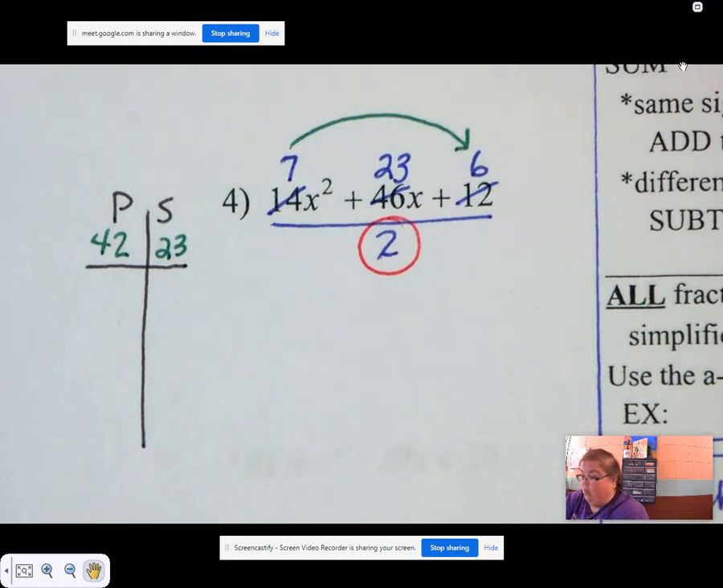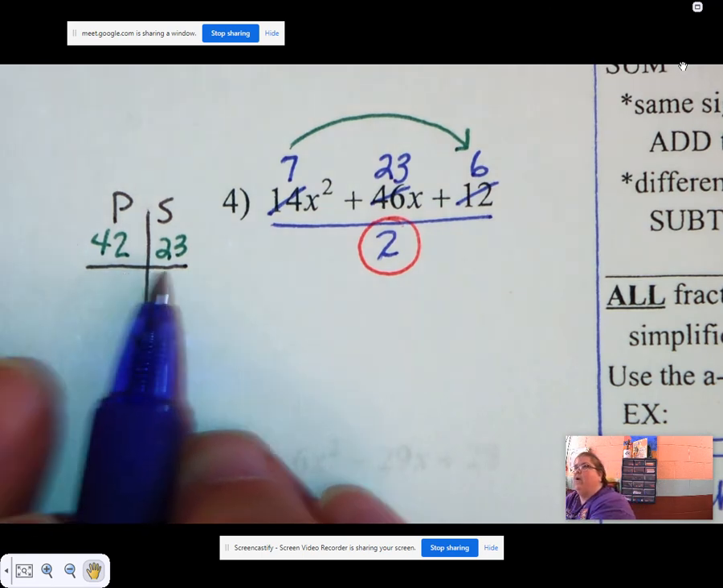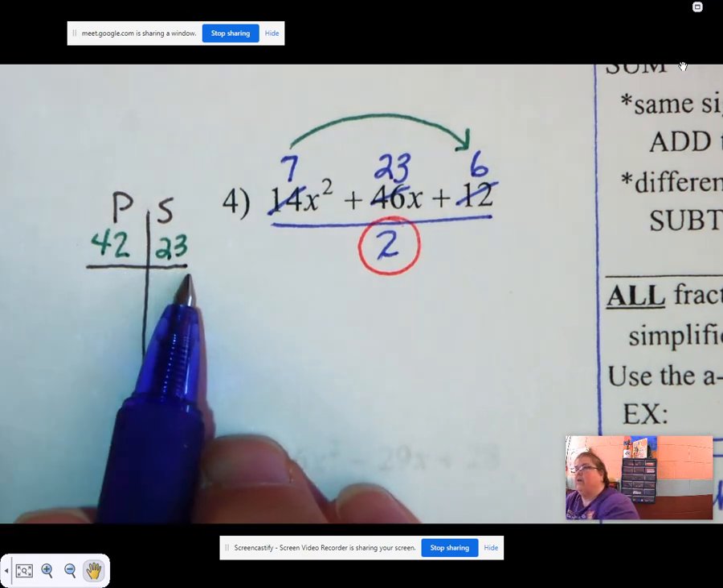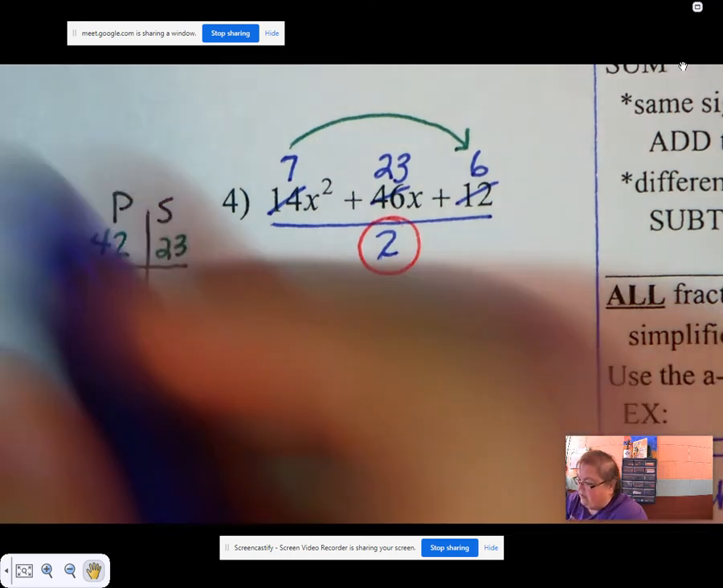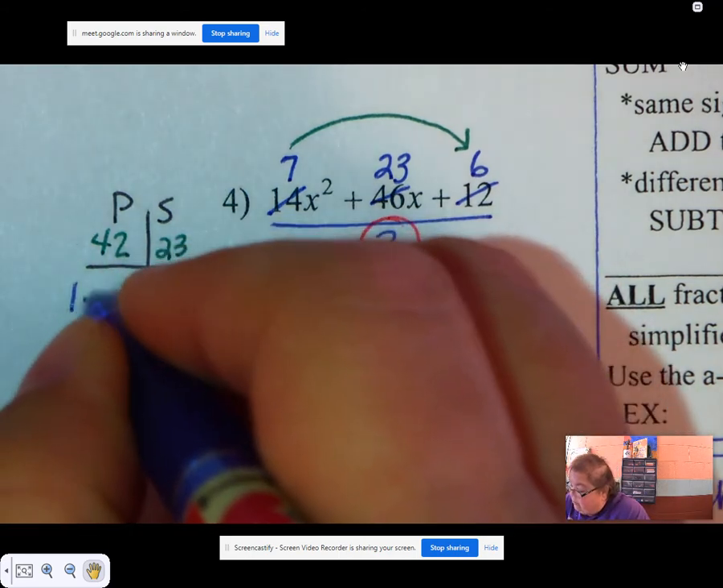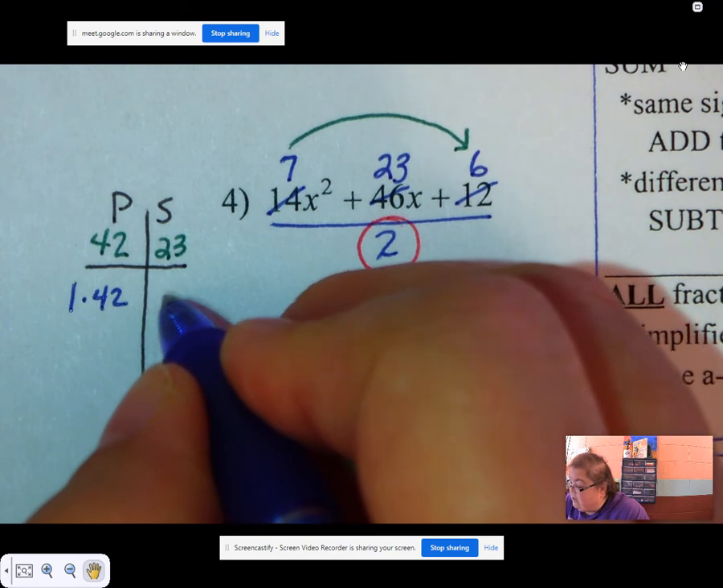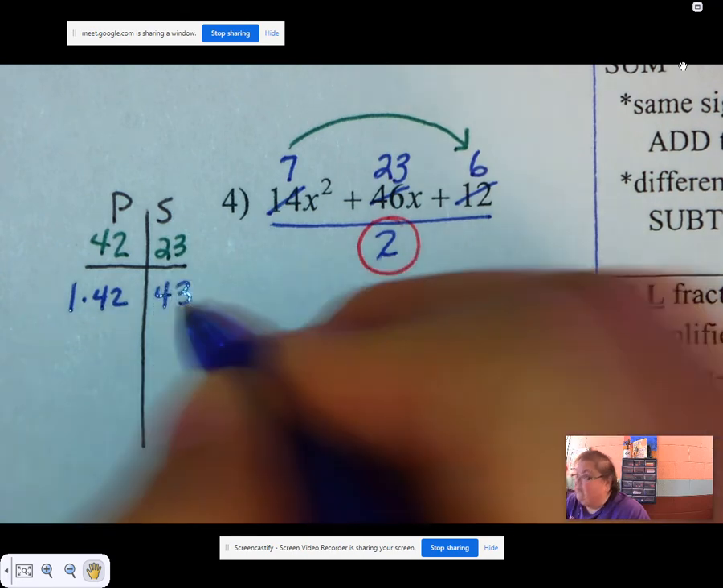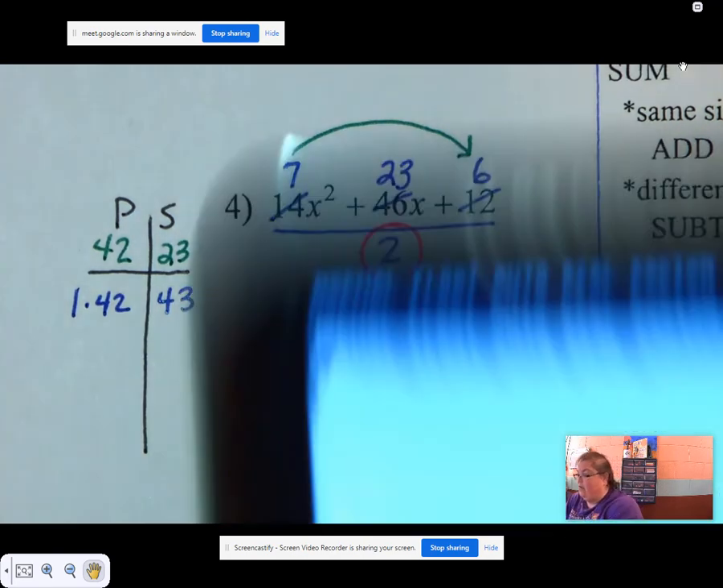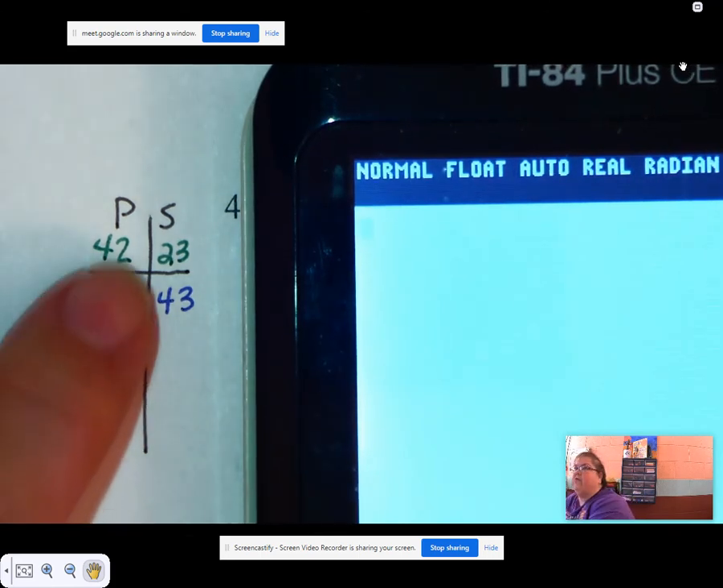Okay? What numbers can I multiply together to get 42? When I add them, I get 23. Okay? As always. Now, I'm going to use my calculator. I want to remind you. I know that 1 times 42 is 42, but 1 plus 42 is 43. I'm not there. Okay.